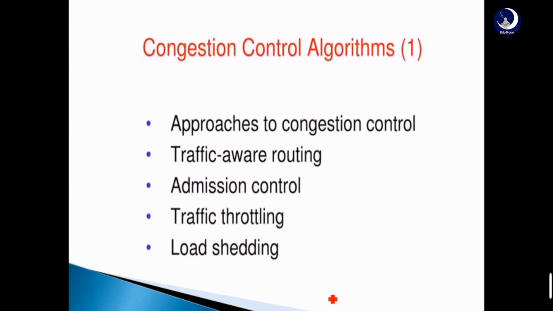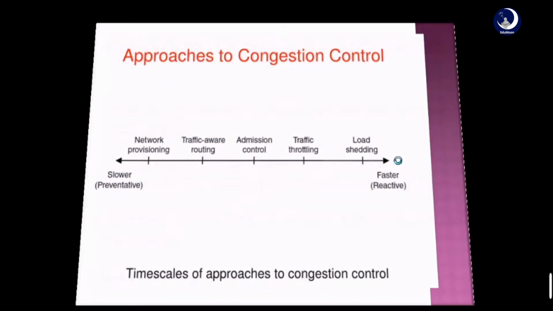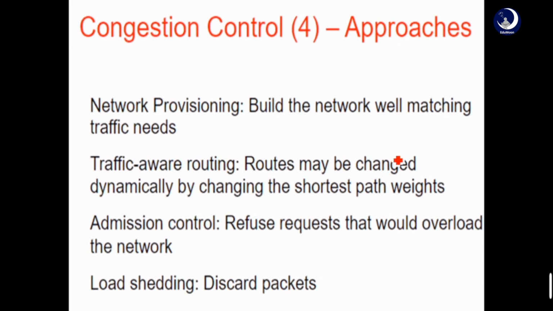The first one is approaches to congestion control. On this time scale there are five ways: network provisioning, traffic-aware routing, admission control, load shedding, and traffic throttling. Now, what's network provisioning? It adds and upgrades resources to handle traffic. Traffic-aware routing adapts to changes in topology but not changes in load.